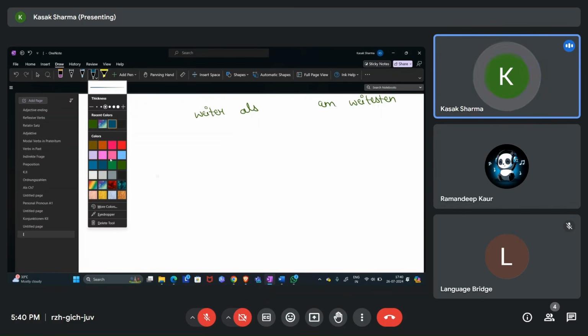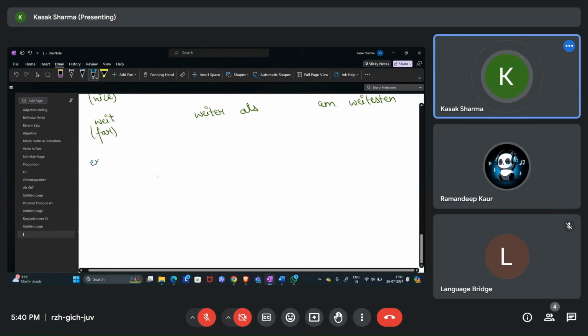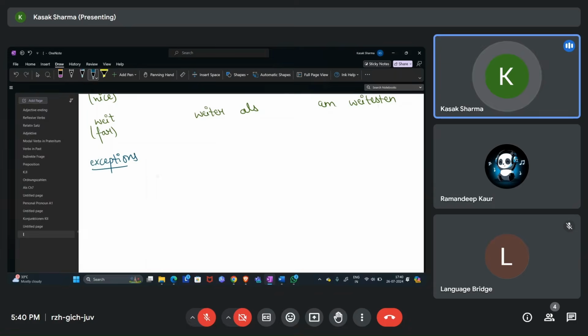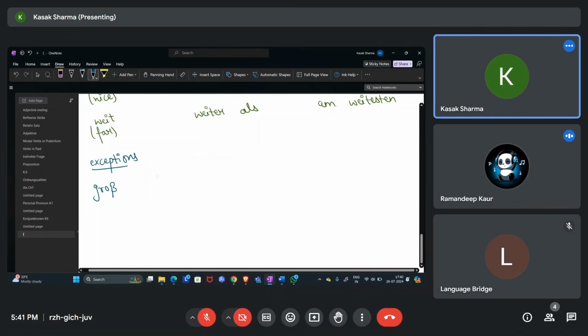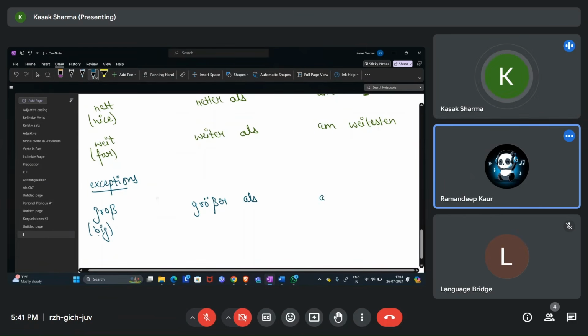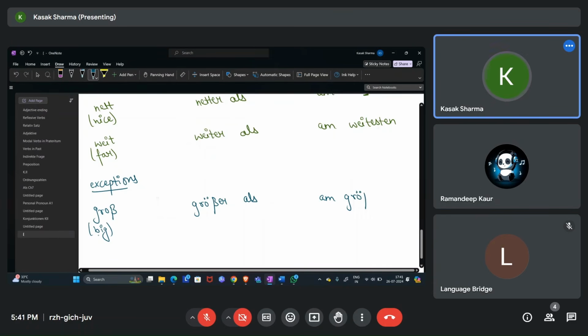Now we have some exceptions. The exceptions are the spelling changes of the adjective when we form the comparison degree of that adjective. Basically the spelling changes or some new characters are introduced. Groß means big. If I make the comparative degree, it is größer. Basically, this umlaut is added. And the same for am größten.